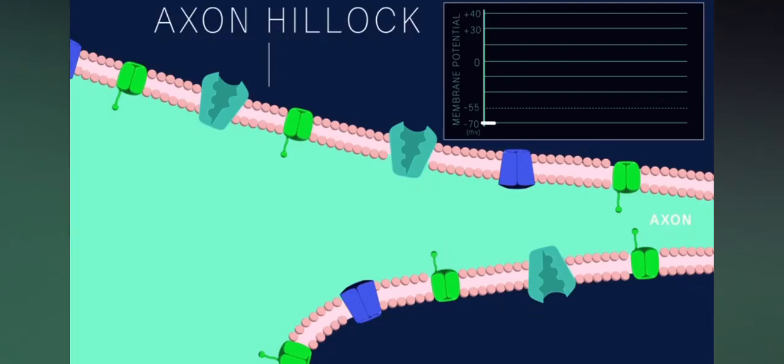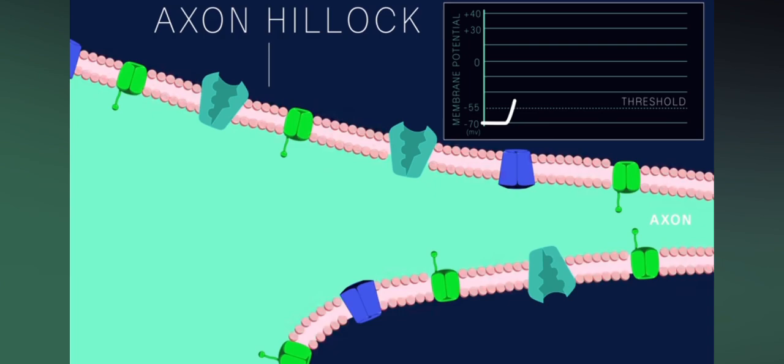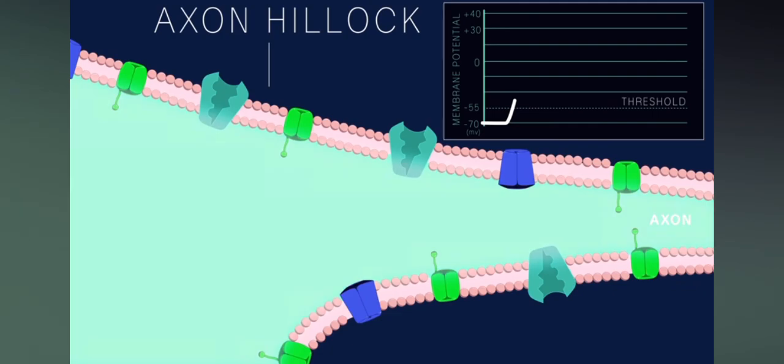Stimulation is large enough to bring the membrane potential in the neuron body up from minus 70 millivolts to the threshold voltage of minus 55 millivolts or higher. This triggers an action potential at the axon hillock, which then travels down the axon.